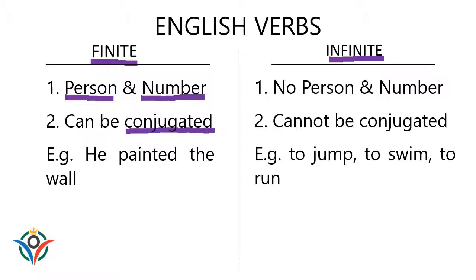So take a look at this example. It says, he painted the wall. So the verb painted is a finite verb because it has a person and a number, which is represented by the personal pronoun he. Infinite verbs, on the other hand, have no person and number, therefore they cannot be conjugated. And here are 3 examples: to jump, to swim, and to run.